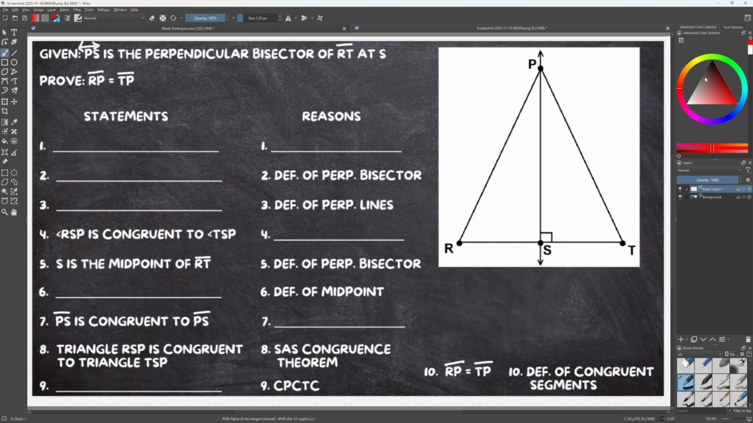Then what we are trying to prove is that segment RP, so this piece right here, is going to be equal to segment TP. It looks like that from the picture, but in math, we can't just assume, we have to be able to prove it.